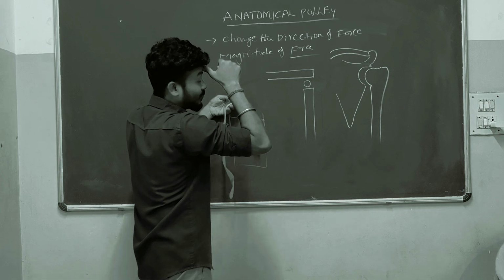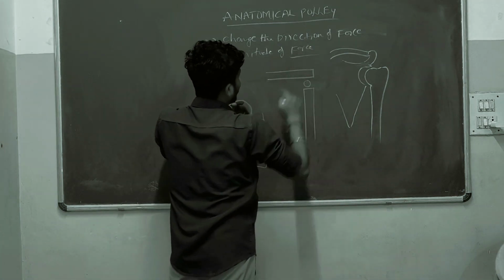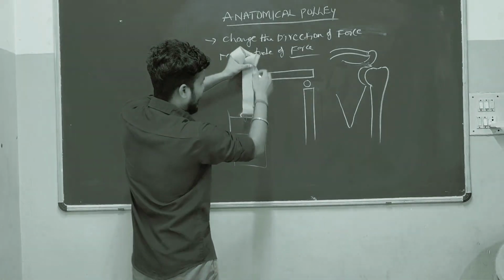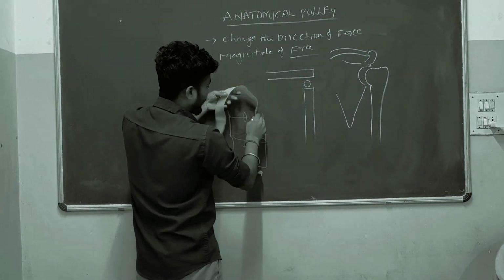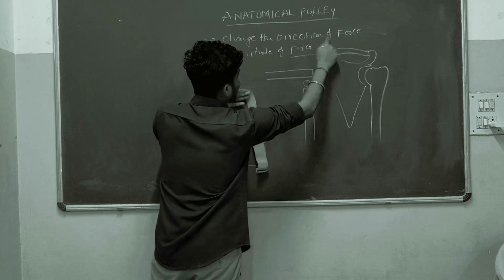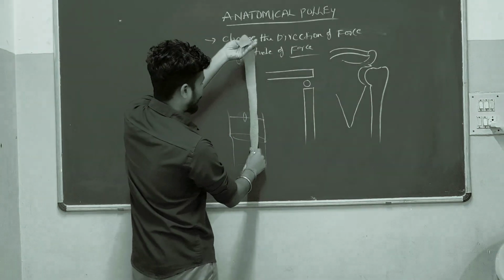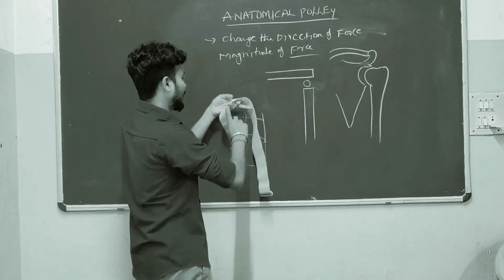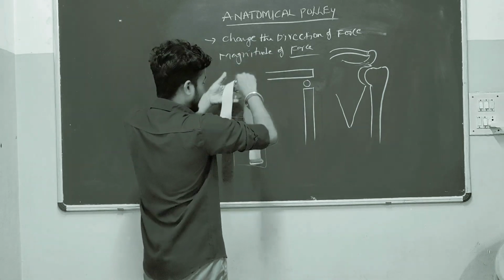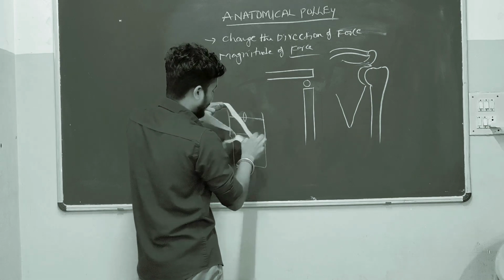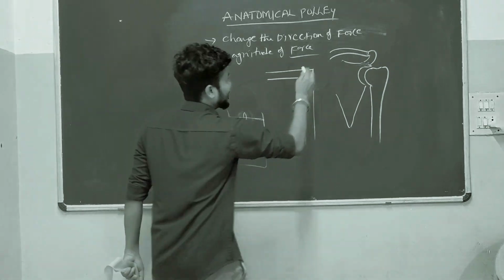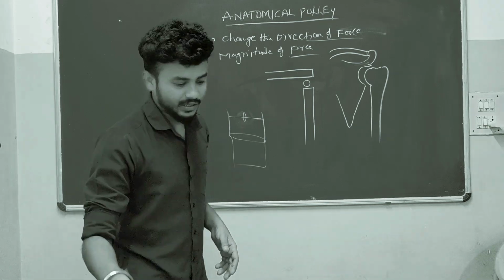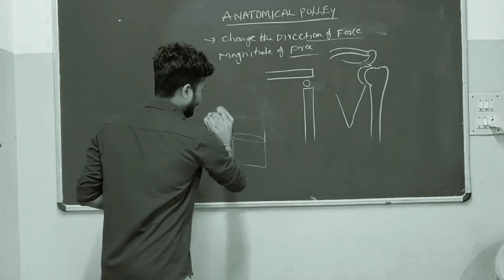So anatomical pulley means change the direction of the force. When the pulley was not there, the force was straight, we were getting water like this. When the pulley came, it changed the direction of the force. Straight force became like this, direction of the force changed, but not the magnitude. So how much speed you are giving here, here also we can maintain. The pulley is just going to change the direction of the force, but not the magnitude of the force. Okay, that is a pulley.